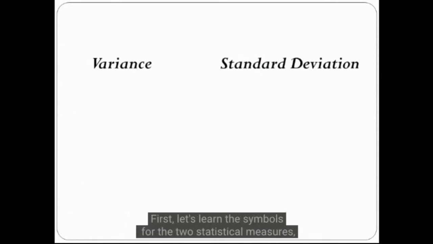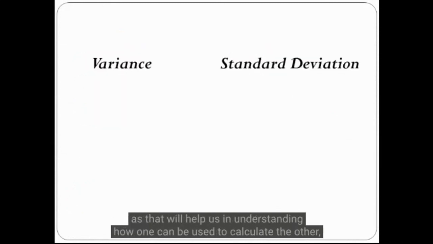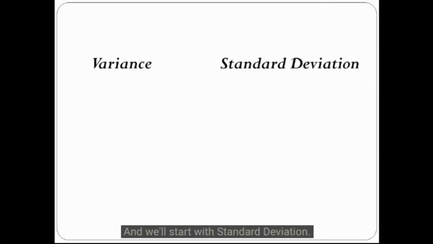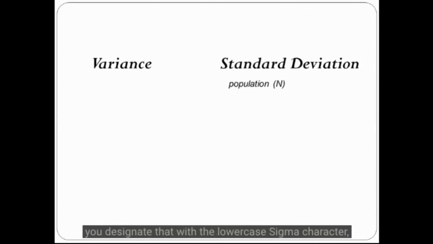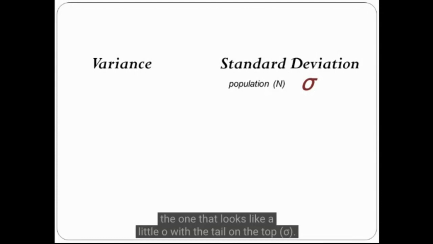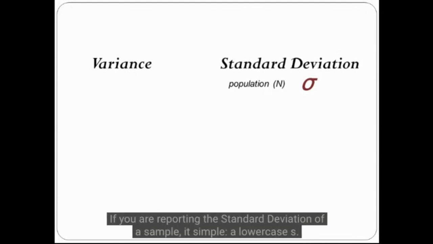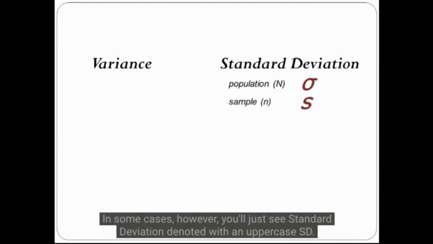First, let's learn the symbols for the two statistical measures, as that will help us in understanding how one can be used to calculate the other. And we'll start with standard deviation. If you are reporting the standard deviation of a population, you designate that with the lowercase sigma character, the one that looks like a little O with a tail on the top. If you are reporting the standard deviation of a sample, it's simple, a lowercase s. In some cases, however, you'll just see standard deviation denoted with an uppercase S.